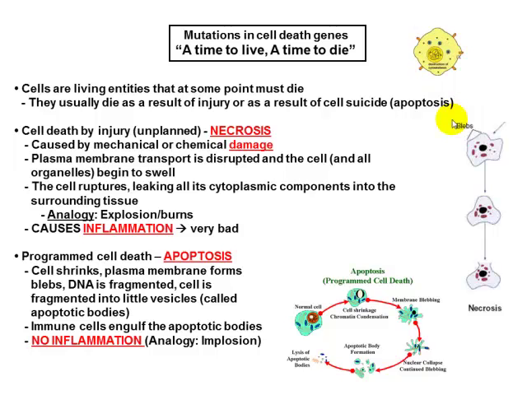Now, the other type of cell death is the programmed cell death or apoptosis. And the cell can undergo apoptosis by one of two different ways. In apoptosis, the cell will just implode on itself. It will destroy itself from within and will not cause inflammation. This is a very important distinction between necrosis and apoptosis.